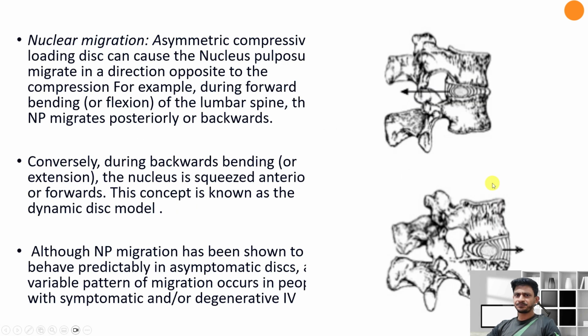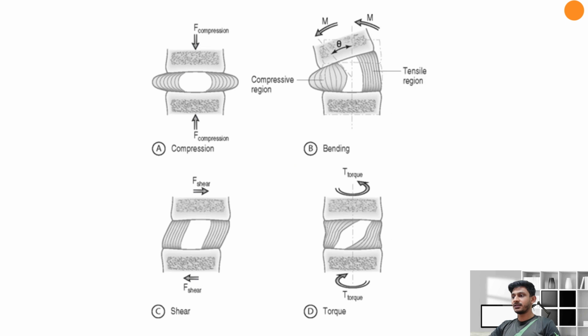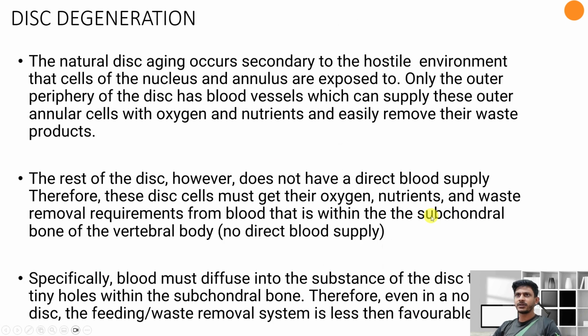So there's a concept of nuclear migration. When we bend forward and the spine flexes forward, the annulus fibrosus here gets compressed and the nucleus moves posteriorly. When we extend our spine, the nucleus pulposus goes anteriorly, conversely. So we know this nucleus pulposus migration is very predictable in young individuals. However, when the disc undergoes degeneration, the pattern becomes unpredictable. As you can see here, this is a diagram showing the same thing. You can pause the video and look at it if you want.